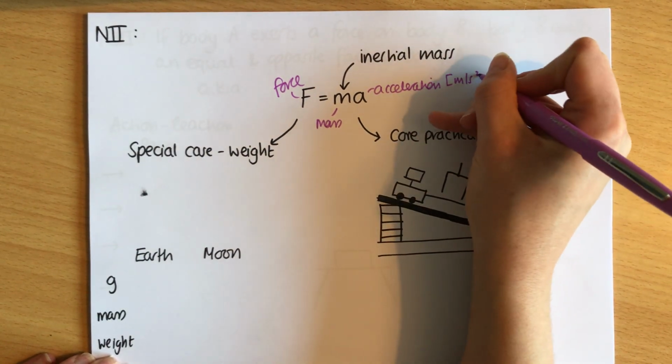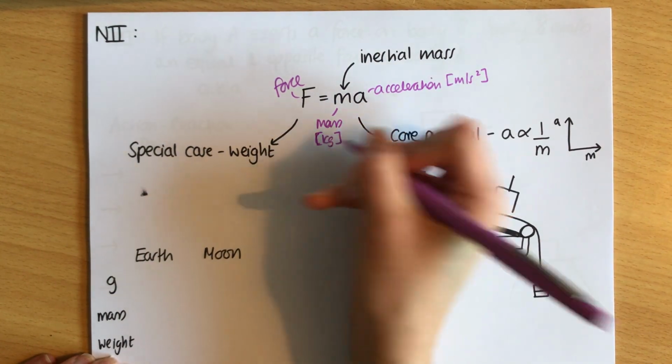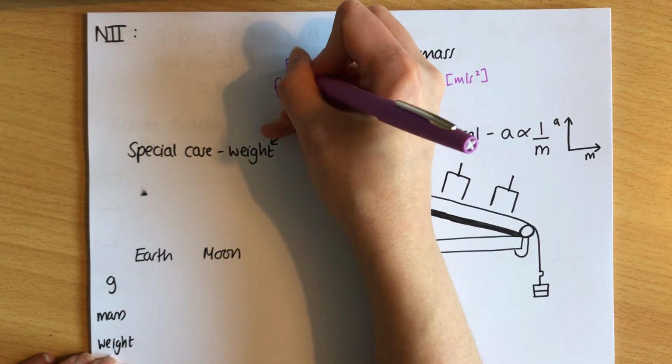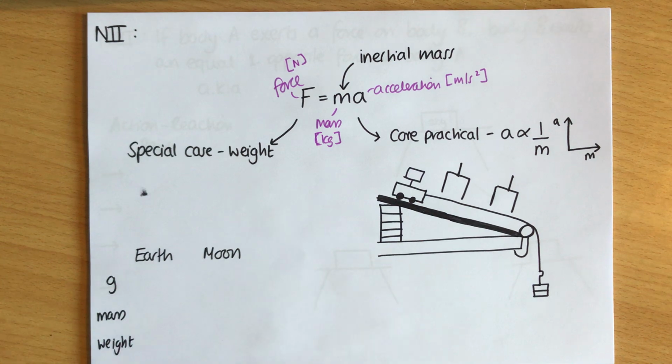So it's m/s squared for acceleration. The unit of mass is the kilogram, not the gram and not the newton, and the unit of force is the newton. Now there's a couple of things to unpick from this, including a core practical.